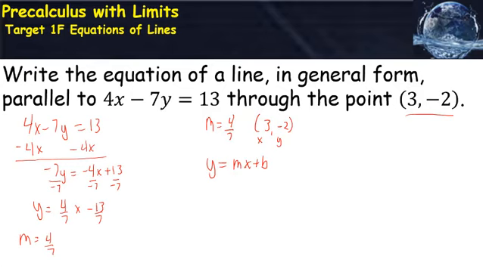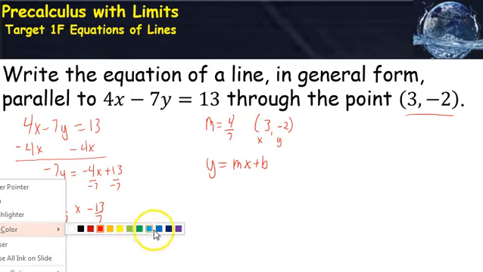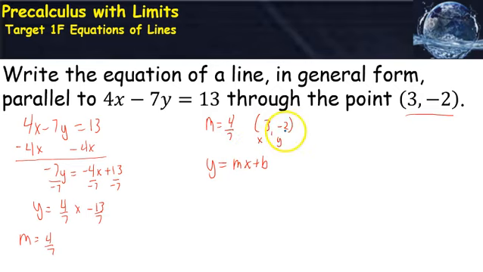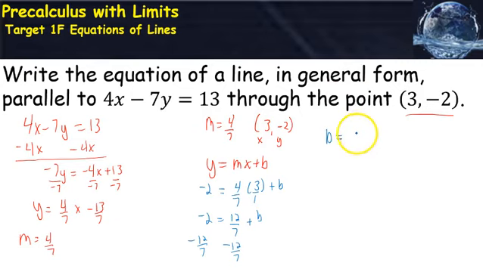I'm going to switch colors. So I'm replacing y with negative 2, m with 4/7, and x with 3, and I'm going to solve for b. So put that over 1, and I get negative 2. Now 4 times 3 is 12, and 7 times 1 is 7, plus b. So now I'm going to subtract 12/7. So I have b is negative 2 plus 12/7.